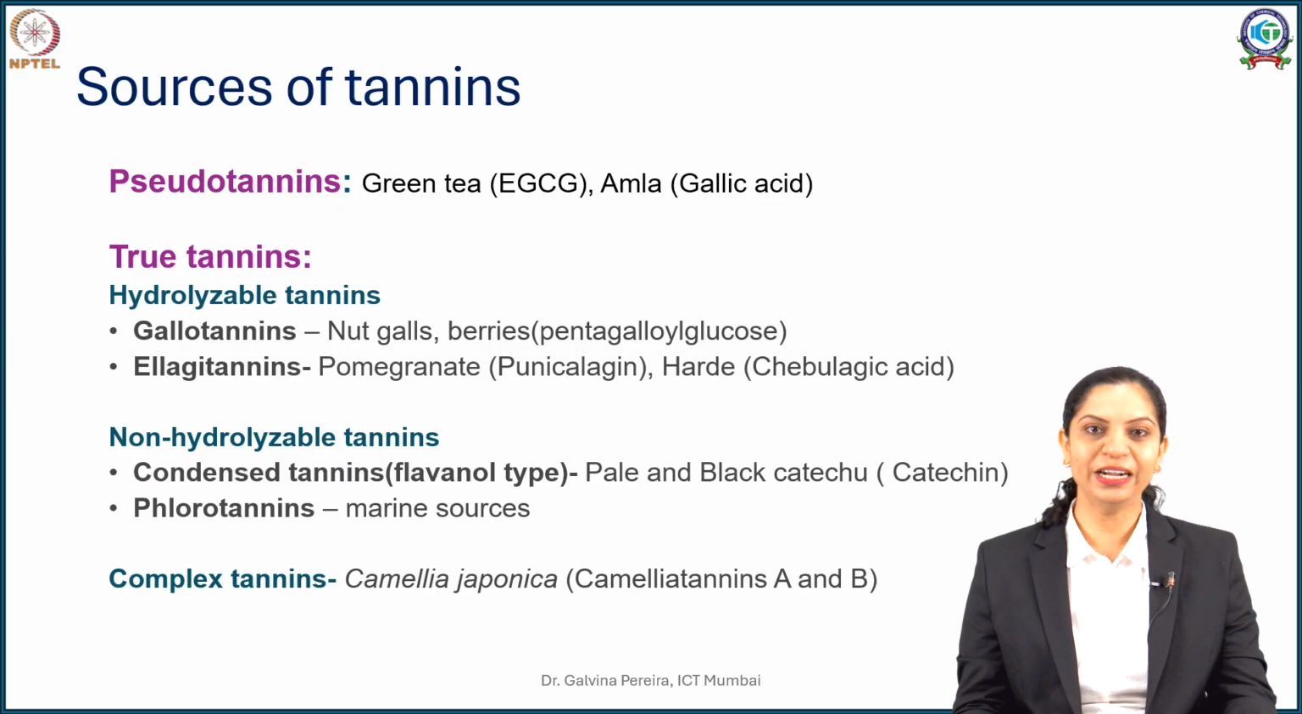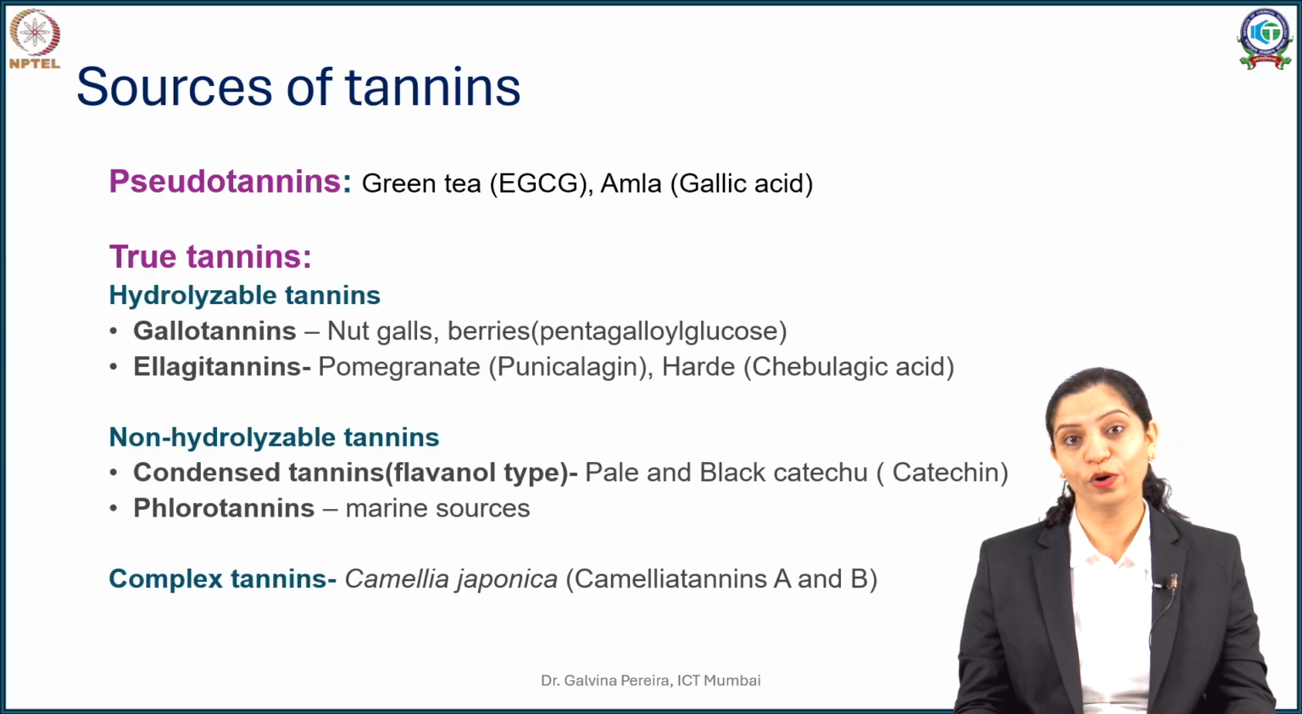The hydrolyzable tannins, gallotannins, are present in nut galls. They are present in different fruits and berries such as strawberries and raspberries, mostly in the form of pentagalloyl glucose as the smallest unit. They are in the form of ellagitannins in pomegranate peels, in the form of punicalagin, and in Harde fruits they are present as chebulagic acid.